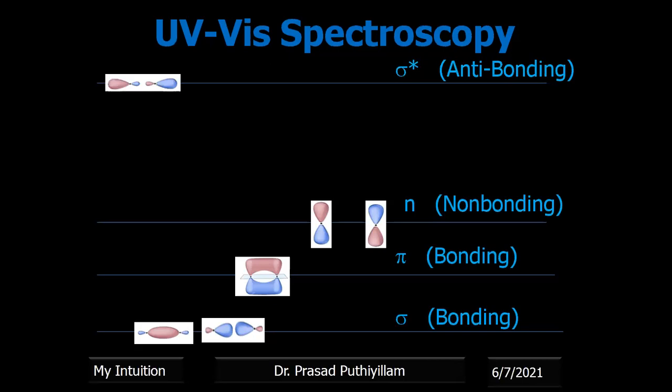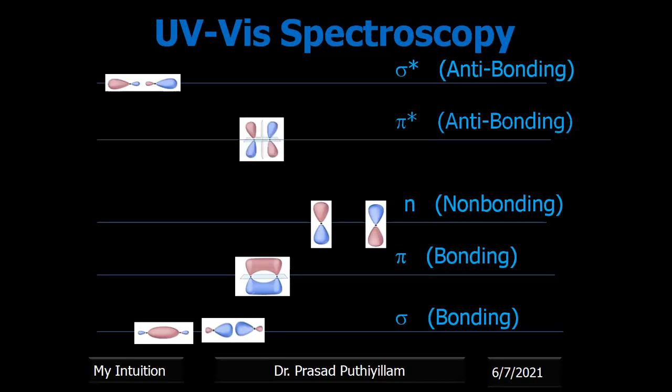The next one is pi star anti-bonding. Pi star means an anti-bonding orbital, or anti-bonding energy level, and that is also represented. So this is the general way of representing the energy levels from the lower to the upper direction, going higher in energy. Sigma bonding has a lower energy level. Sigma star means anti-bonding, and it has a higher energy level.